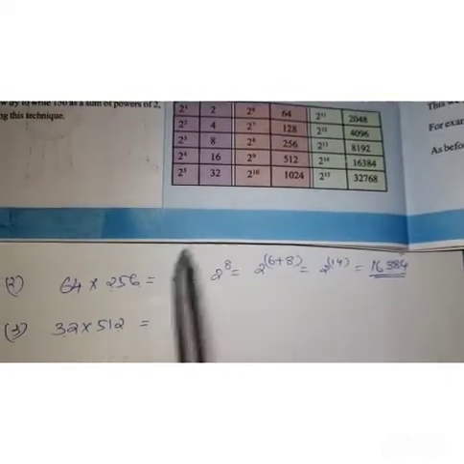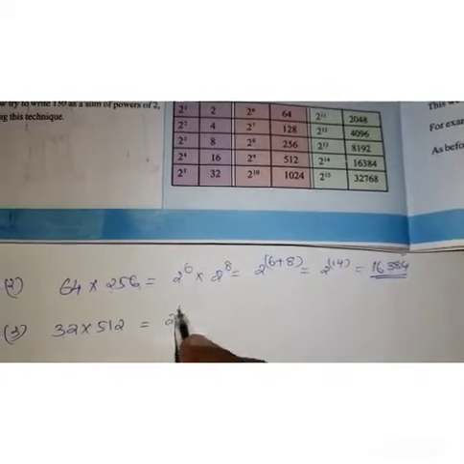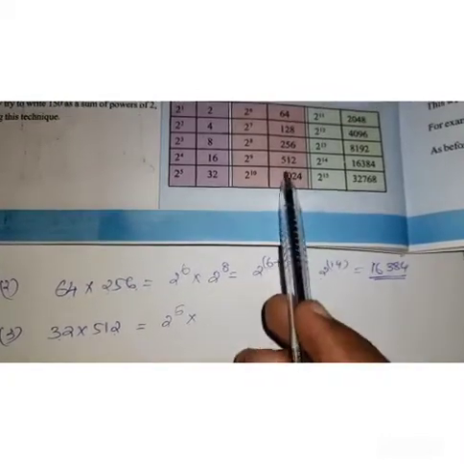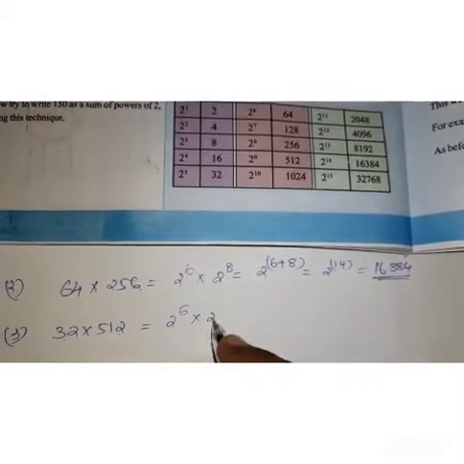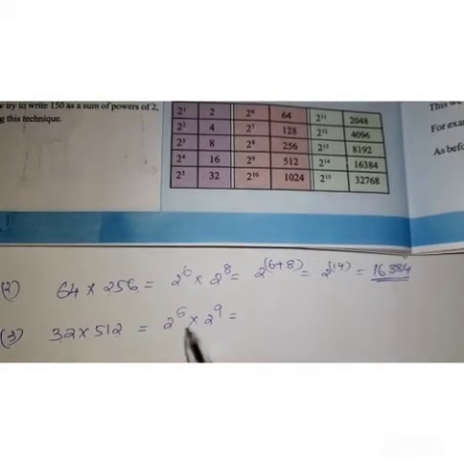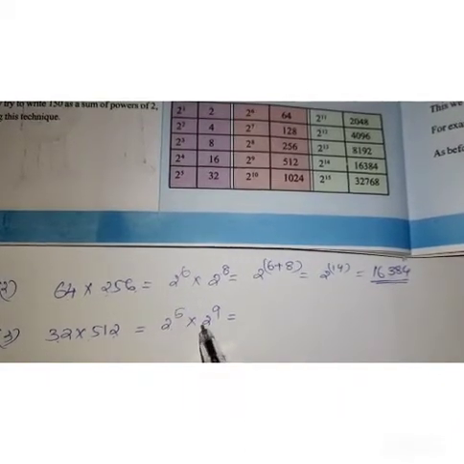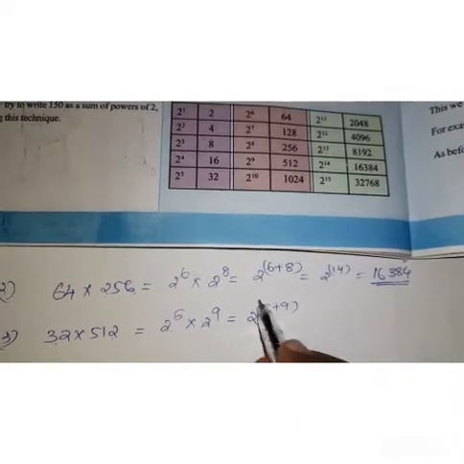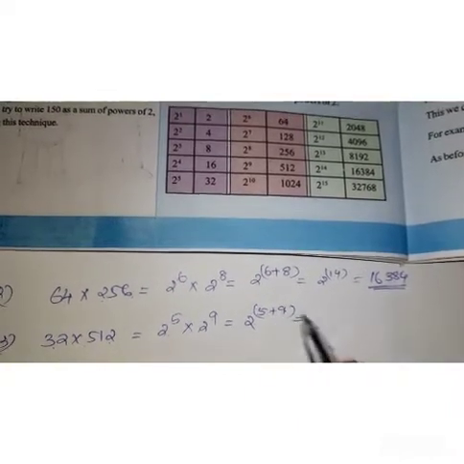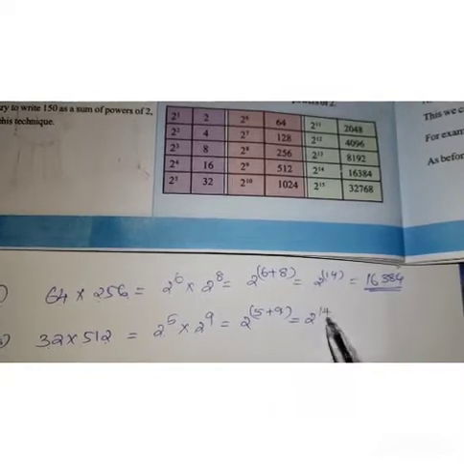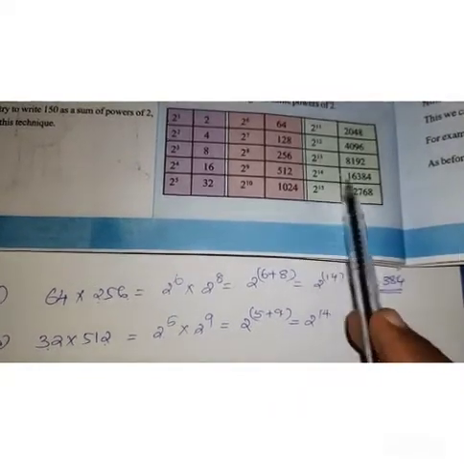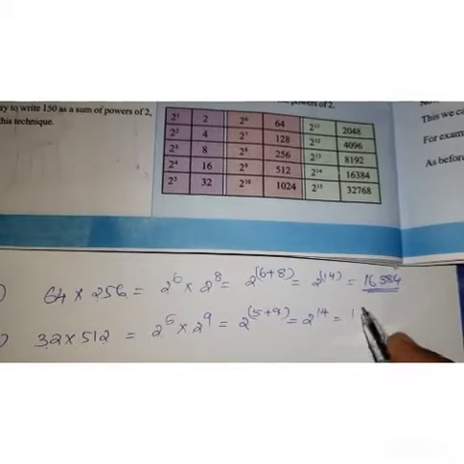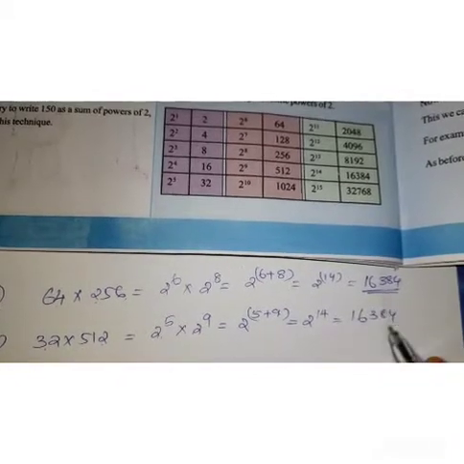32 into 512. 32 is how much? 2 raised to 5. 512 is 2 raised to 9. So x raised to m into x raised to n is equal to x raised to m plus n. The powers are added. So 5 plus 9, how much? 2 raised to 14. 2 raised to 14 is how much? The same value. 16384.